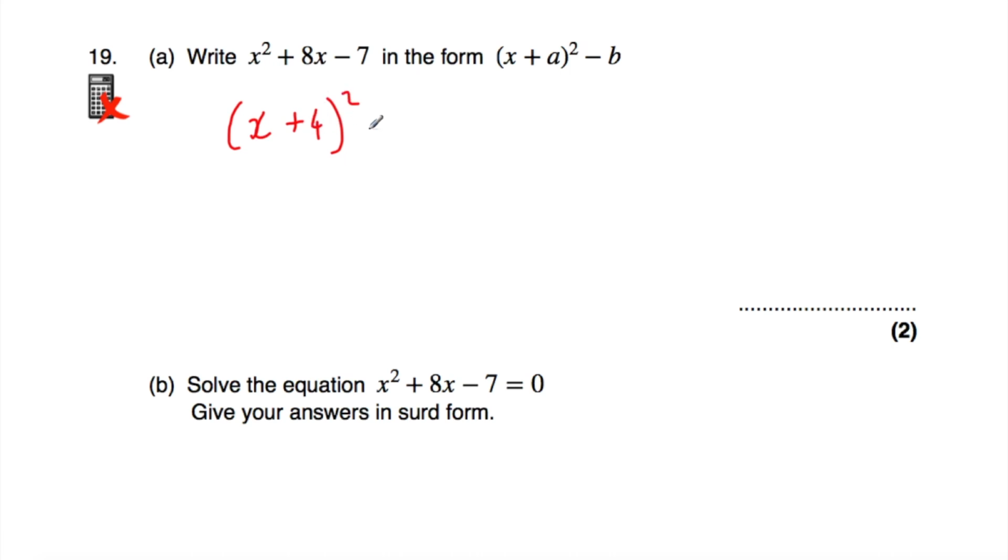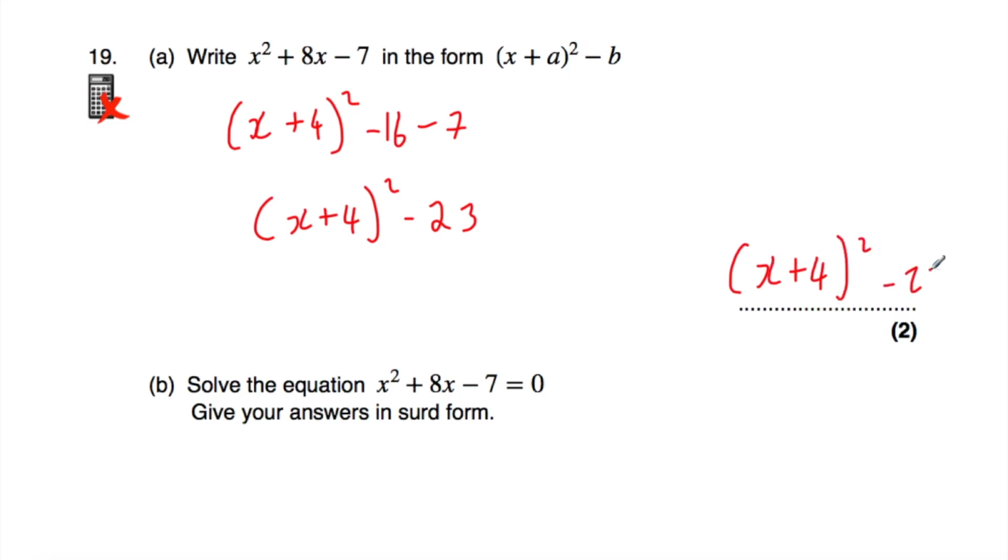Now 4 squared is 16, so we're going to take away 16, and then we've got minus 7, so minus 7. And then if we simplify this, that'll be (x plus 4) squared. And minus 16 take away 7, well, if we go down another 7 from minus 16, that'll be minus 23. So that would be (x plus 4) squared, minus 23.